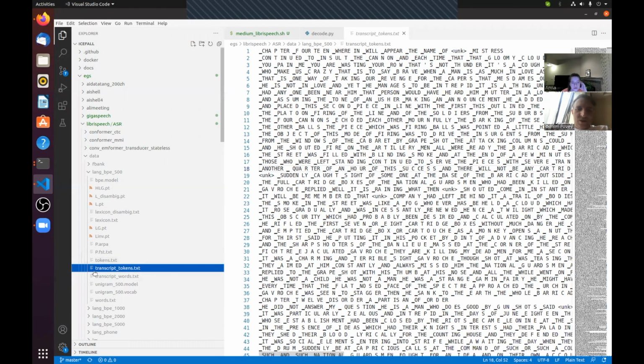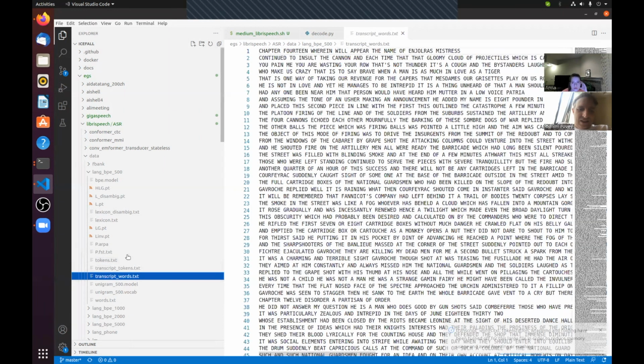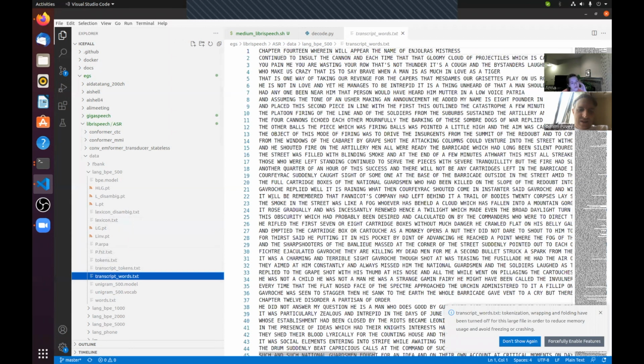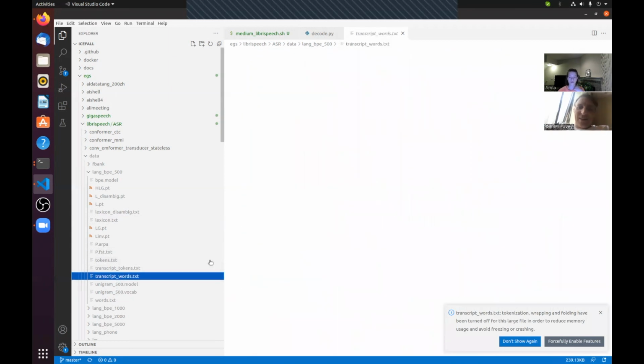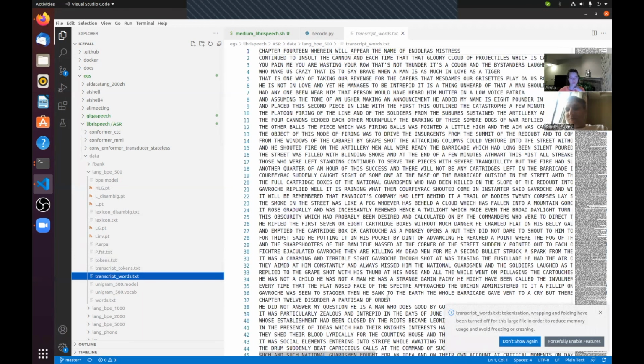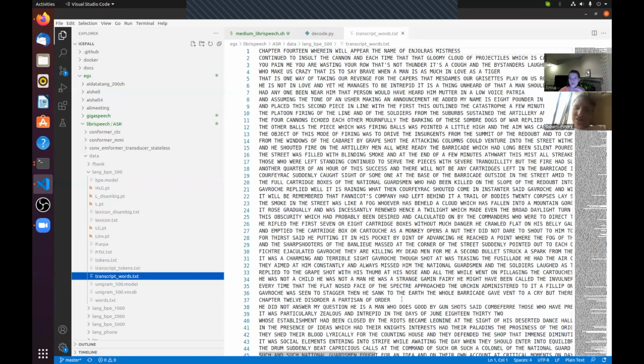Go to transcript words.txt. This is going to be the same thing, but in whole words instead of BPE pieces. Everything is a bit old-fashioned because LibriSpeech, these free audiobooks, are all public domain material. Because of US copyright law being so long-lasting, they have to be more than 80 years old, sometimes more than 100 years old. So that's why it's really old-fashioned.